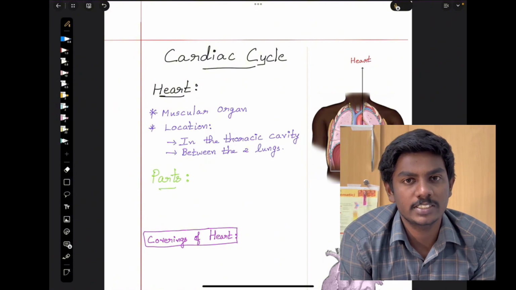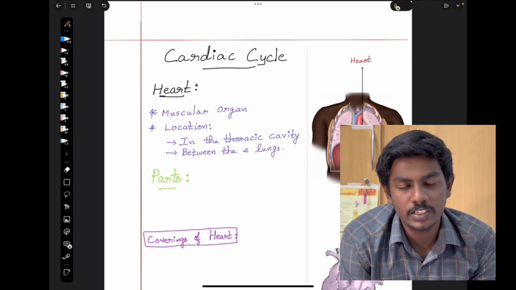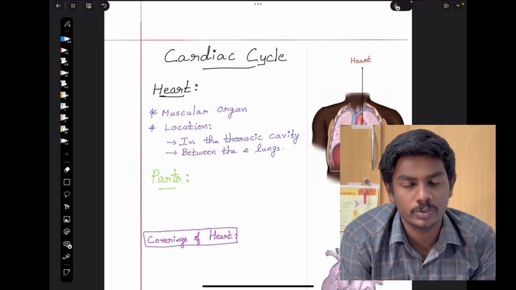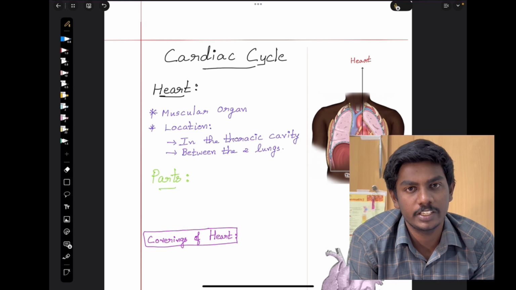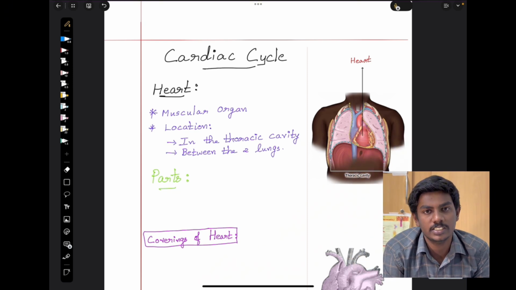I will teach you cardiac cycle in a simpler way. So, what is cardiac cycle? First, let's learn the cardiac cycle definition. The electrical and mechanical events that occur in the heart during a single heartbeat is called the cardiac cycle.